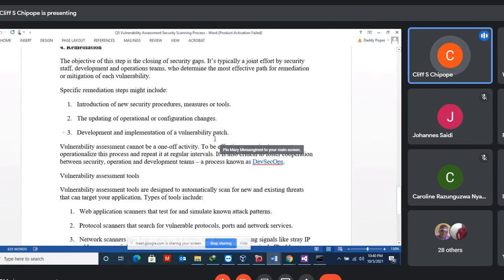The steps of these mitigation measures might include introduction of new security procedures, measures or tools, updating of operational config changes, and development and implementation of vulnerability patch.